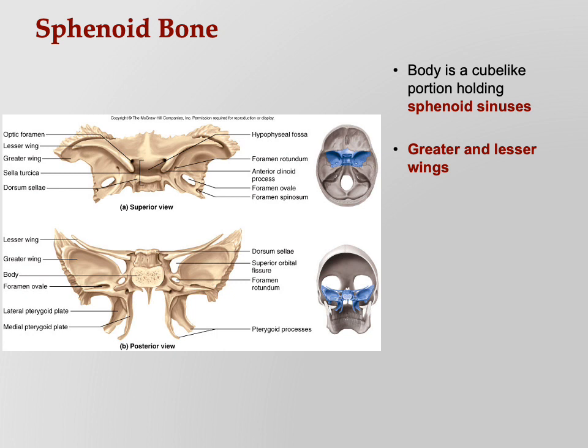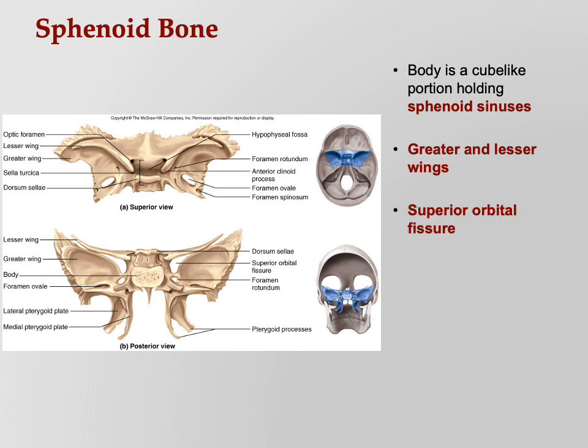Then the greater and lesser wings. So notice there are the 2 big wing-like things on the side and the 2 little wispy, delicate wings. So do you see what I'm saying? The lesser wings are the 2 little wispy, delicate wings, and the greater wings are the big, solid wings, okay?